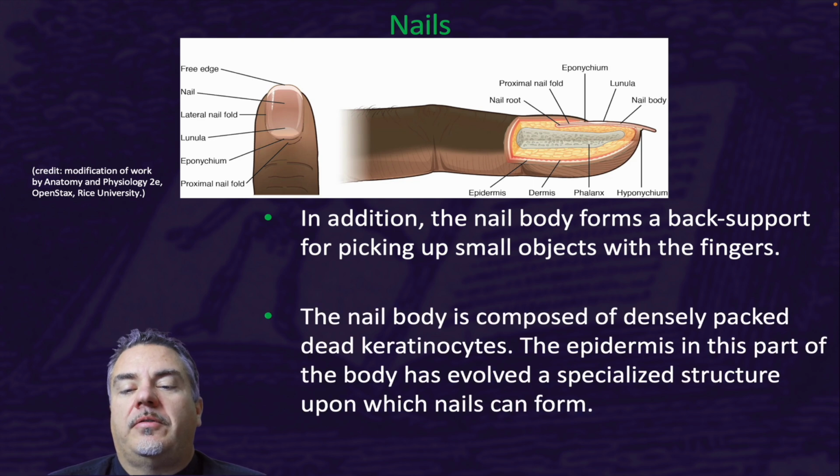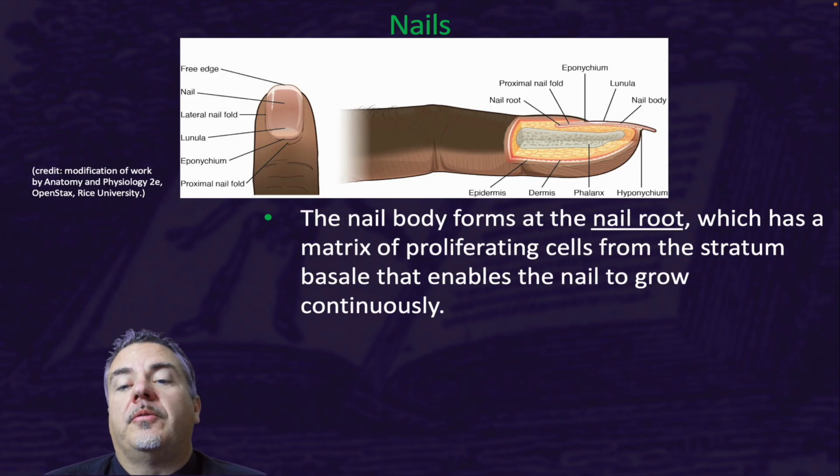The nail body is composed of densely packed dead keratinocytes. The epidermis in this part of the body has evolved a specialized structure upon which nails can form. The nail body forms with the nail root, which has a matrix of proliferating cells from the stratum basale that enables the nail to grow continuously.